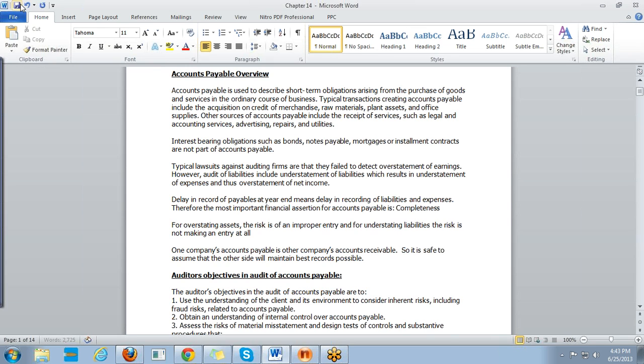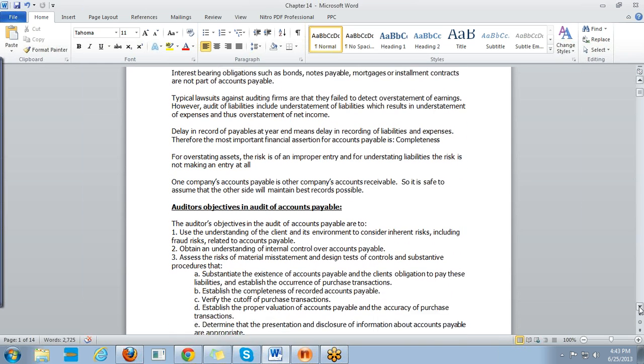Okay. So delay in recording of payables at year end means delay in recording of liabilities and expenses. Therefore, the most important financial assertion for accounts payable is completeness. Overstating assets, the risk is improper entry, and understating is the risk of not making an entry at all.